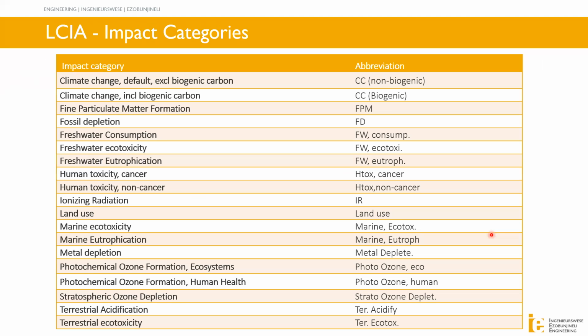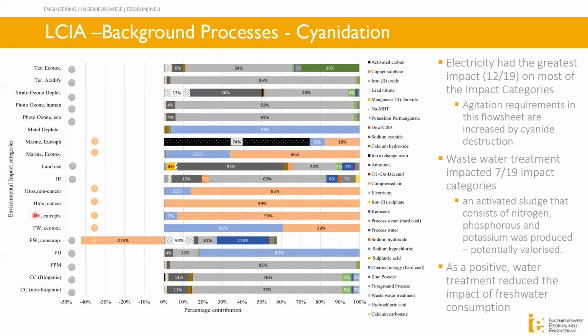But before I move on to the life cycle assessment data results, let me just describe the impact categories that we looked at. We looked at 19 impact categories, and these categories cover broadly human health, ecotoxicity, air pollution, and ionizing radiation. So over to the LCA results.